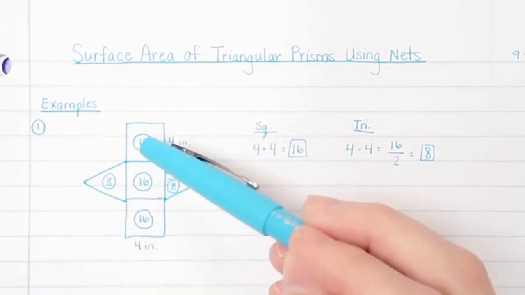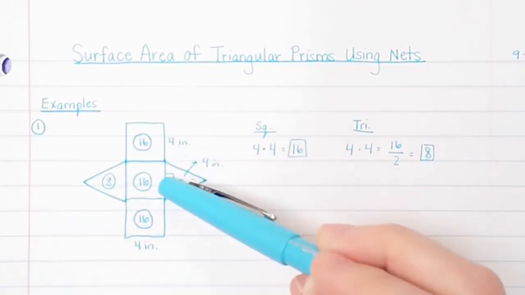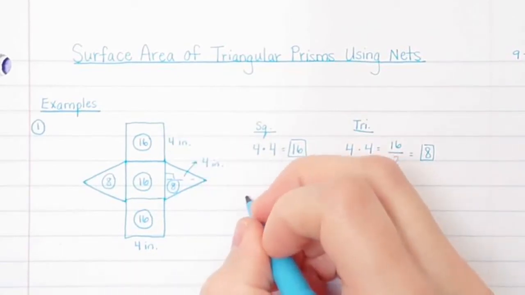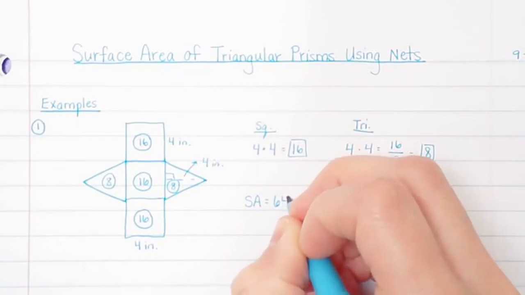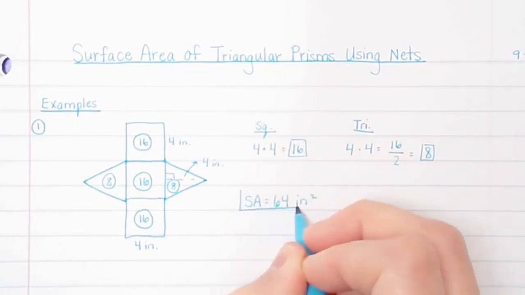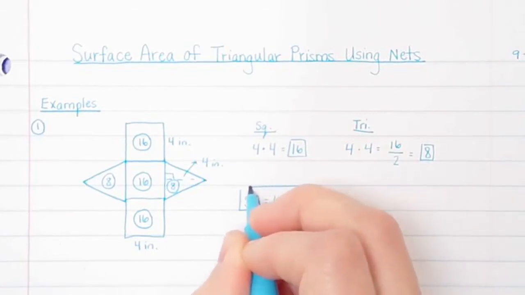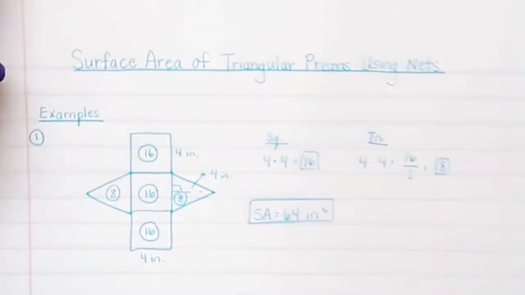So if you add up 16 plus 16 plus 16 plus 8 plus 8, you get a surface area of 64 inches squared. Okay? All right, let's try another one.